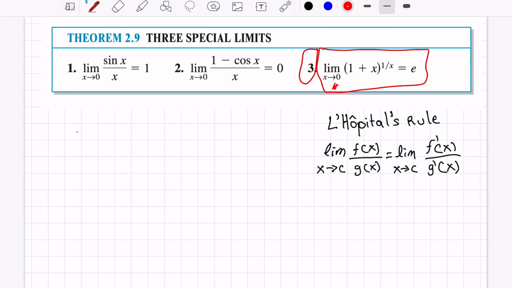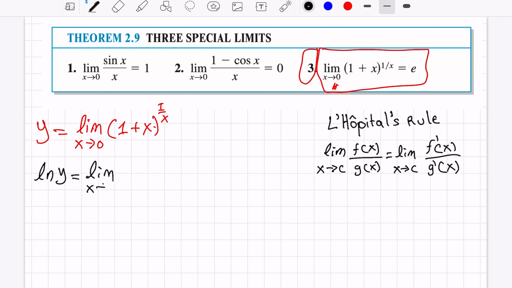First of all, we need to let this expression be equal to an equation. So let's do that: we're going to set the limit equal to y. When we do that, let's take the natural log of both sides of the equation. So I'm going to take the ln of (1 + x) raised to the 1 over x.